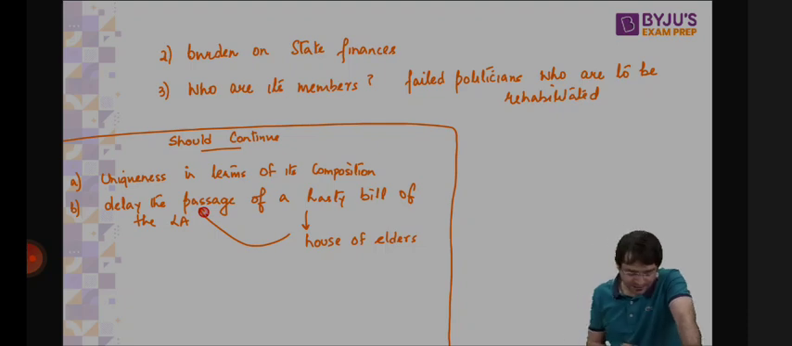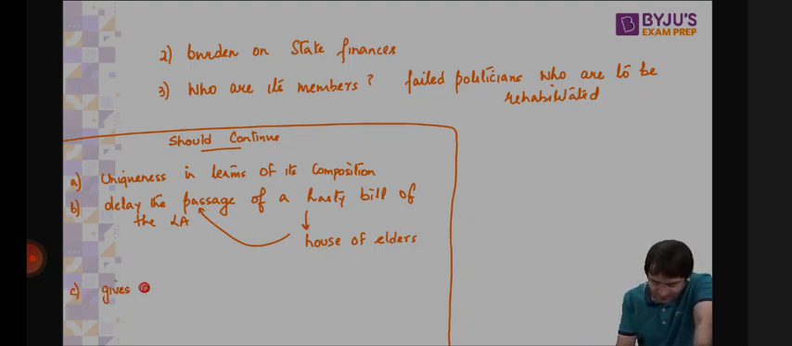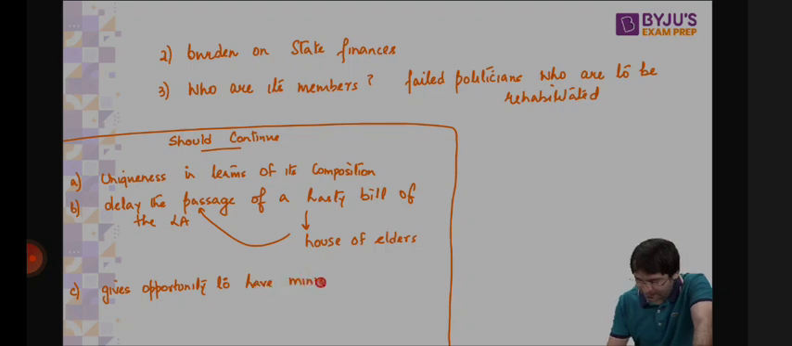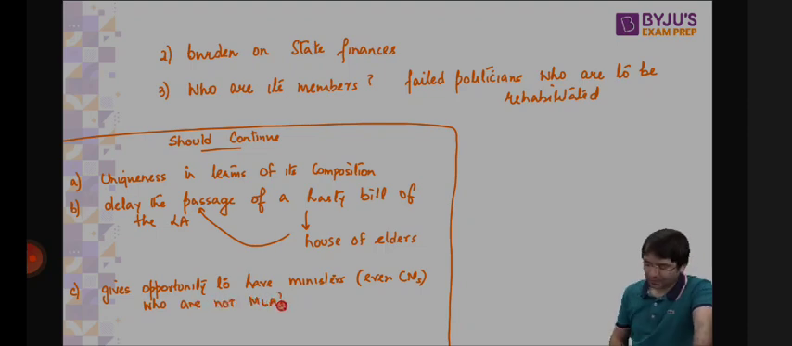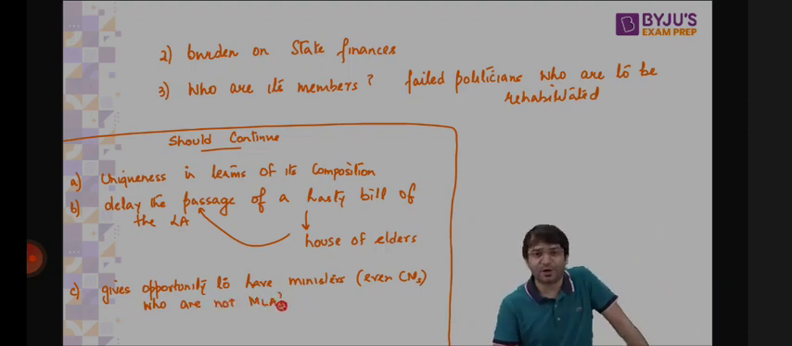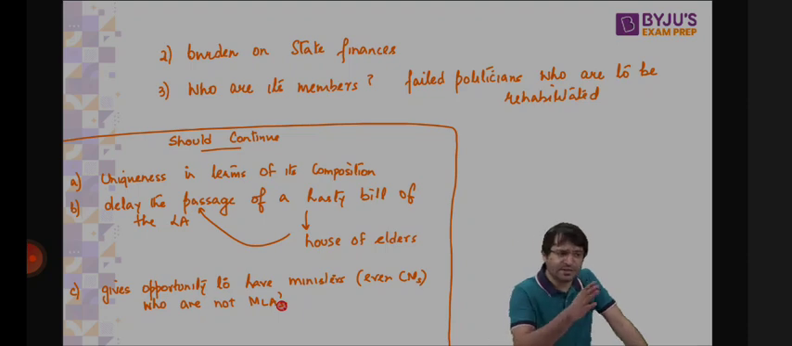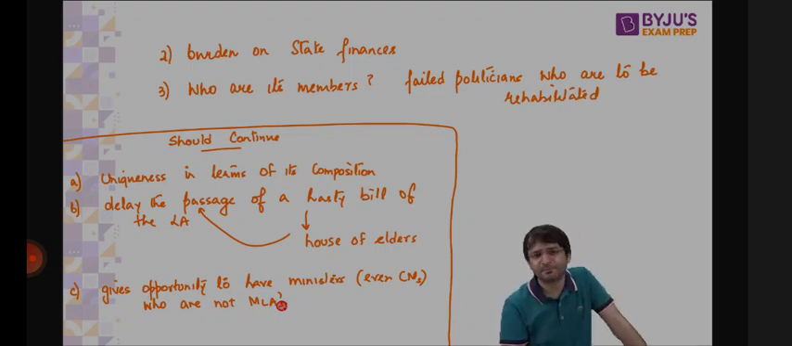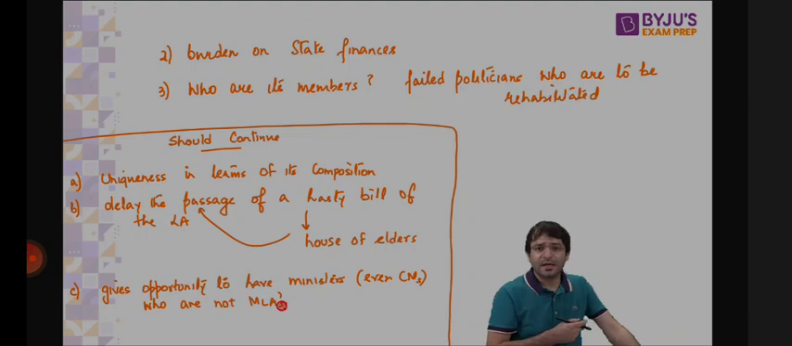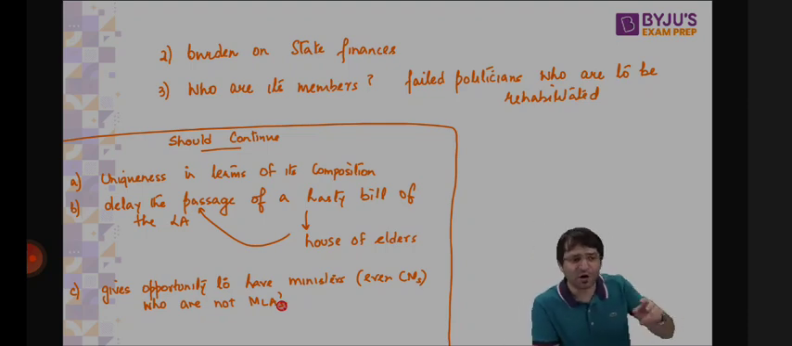Not just that, the Legislative Council gives the opportunity to have ministers, even chief ministers, who are not MLAs. Shri Uddhav Thackeray was appointed as the chief minister by the governor. He was neither a member of the Legislative Council nor a member of the Legislative Assembly. But then he got himself elected or nominated to the Legislative Council and continued as the chief minister. Mr. Yogi Adityanath previously was a member of the Legislative Council. Mr. Akhilesh Yadav was a member of the Legislative Council. That means the Legislative Council should also exist because it supplies us with ministers.